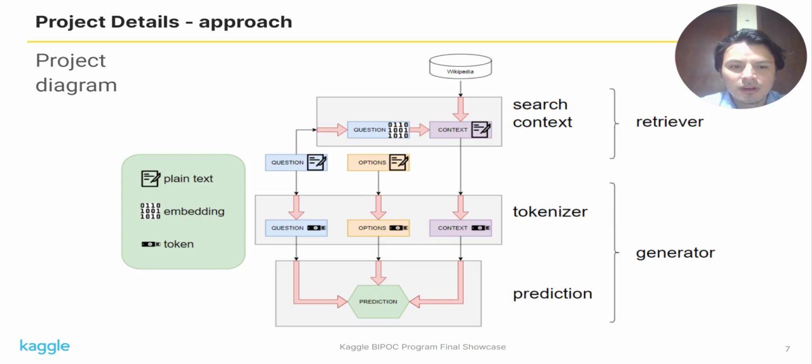The solution consists of three blocks working together. The search block obtains the question's numerical representation, searches for related articles, and retrieves relevant context from Wikipedia. The tokenizer block converts text into tokens for model processing, and finally the prediction block makes the final prediction.